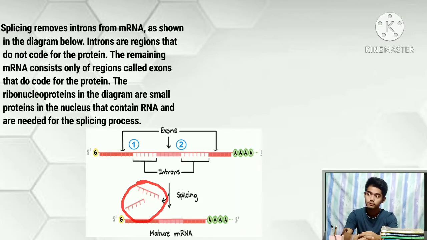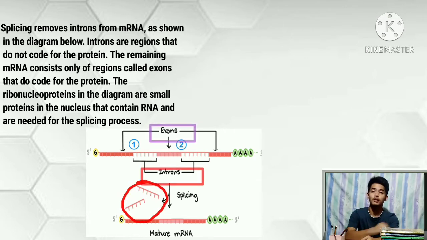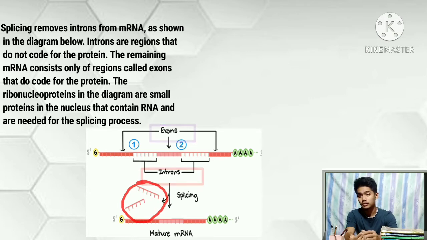Splicing removes introns from mRNA, as shown in the diagram. Introns are regions that do not code for the protein. The remaining mRNA consists only of regions called exons that do code for the protein. The ribonucleoproteins in the diagram are small proteins in the nucleus that contain RNA and are needed for the splicing process.